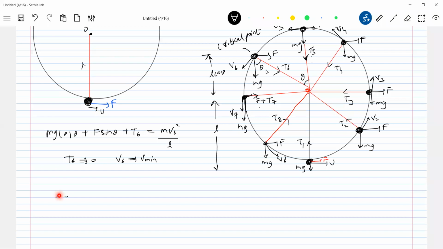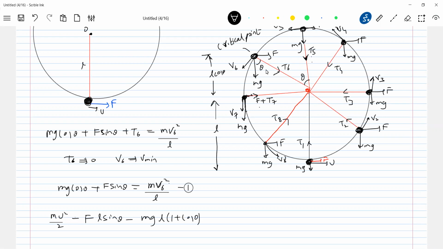Okay, finally, this equation will be mg cos theta plus F sin theta equal to... call it equation 1. Then applying the work-energy theorem, mu square by 2. What is the work done by the applied force when it moves from the lowest point to the critical point? What is the displacement? L sin theta only. Similar to the previous problem. Minus F L sin theta minus mg L.